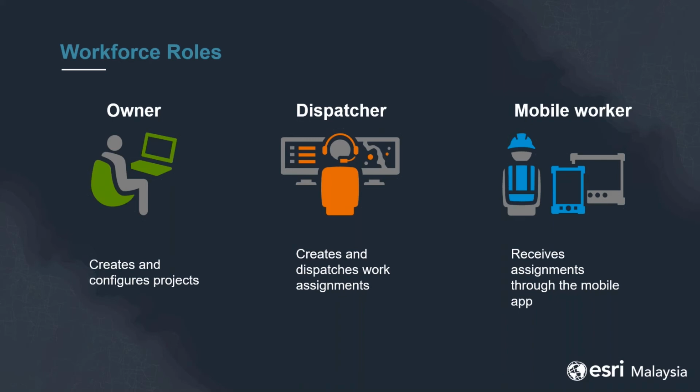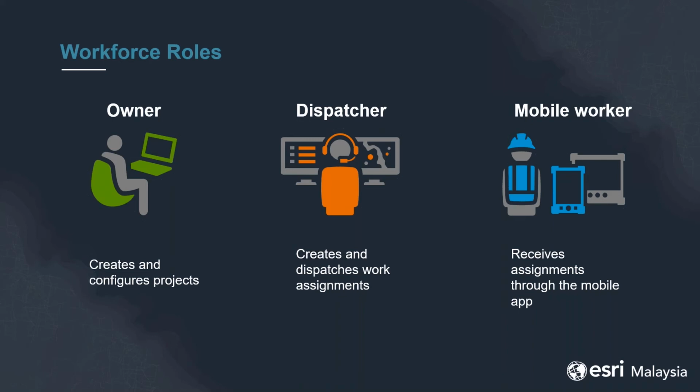Then we've got the dispatchers, who create and dispatch those work assignments. This might be just managing and monitoring all the assignments. They can set those tasks for the workers, tell them who's going to be doing what, and provide a description of what they will need to do. So basically the dispatcher will create and assign the task to the mobile workers as well as providing necessary information to the mobile workers. And then lastly, we have our mobile workers here.